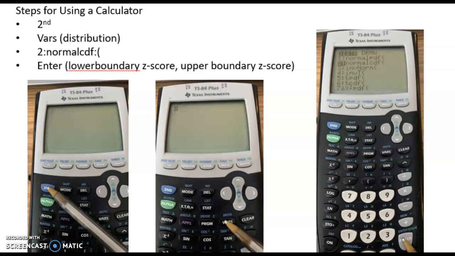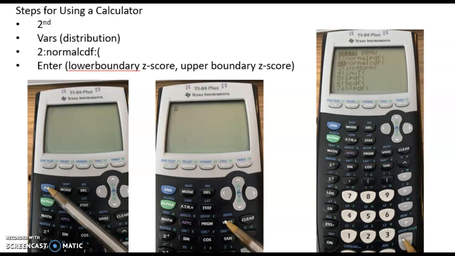So one thing that's going to be the same for all these, you're going to go to the second button. You're going to go to VARs, so distributions. So you're going to go second, VARs. We want to get right up there with distributions. You're going to go to option number 2. So you can just punch in 2 right here. That's normal CDF. That's what we want.